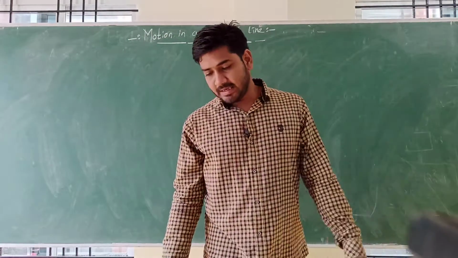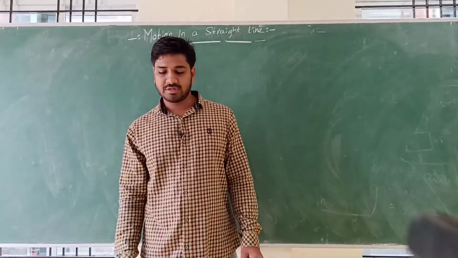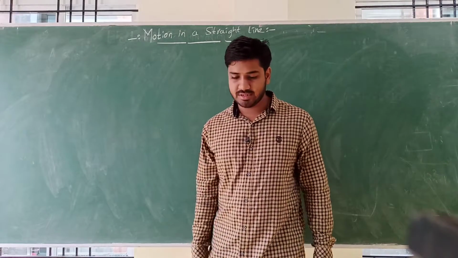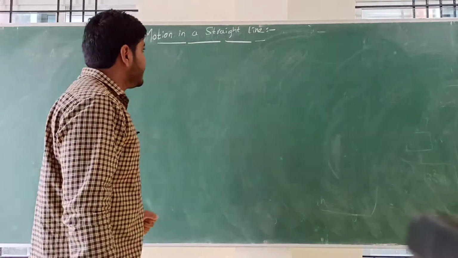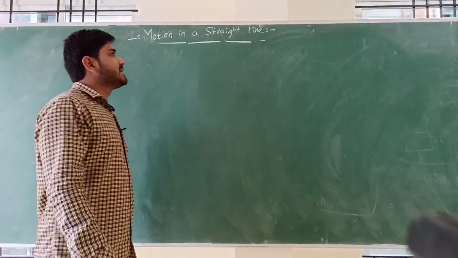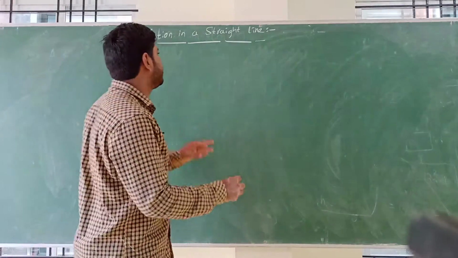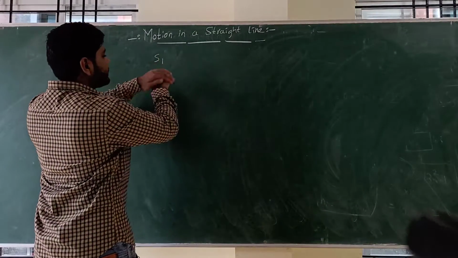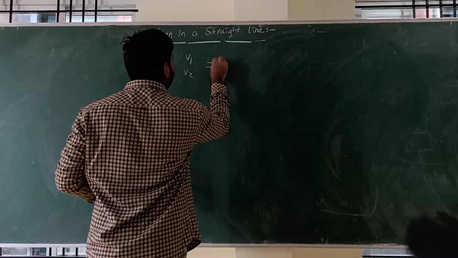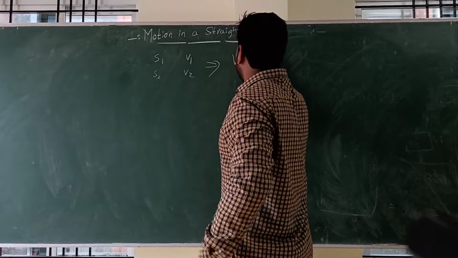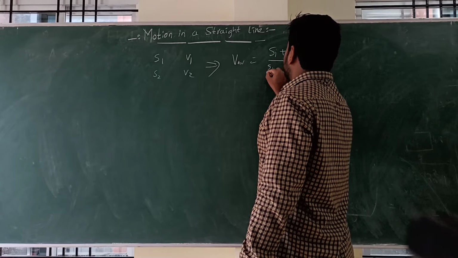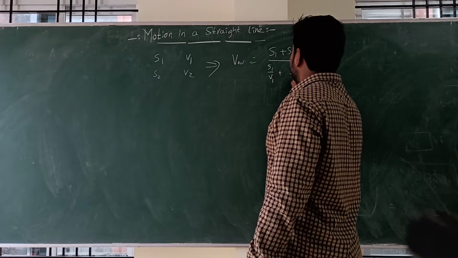I think you are good with motion in a straight line. Let's continue the concept from the last class. We have seen that when a body travels a distance s1 with speed v1, and s2 with speed v2, the average speed is v average equal to (s1 plus s2) divided by (s1 by v1 plus s2 by v2).